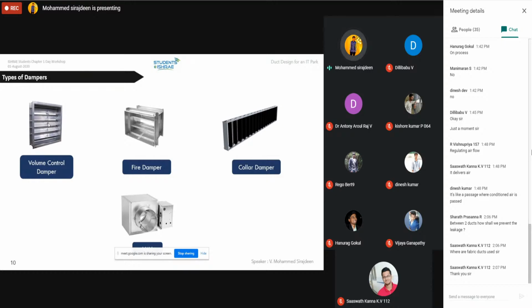The duct air will go without any control, it cannot be measured. If you have one common workstation, and there are five cabins on the right side and five cabins on the left side, we have designed for a particular air quantity for these cabins. Do you think without a volume control damper the air will be delivered?